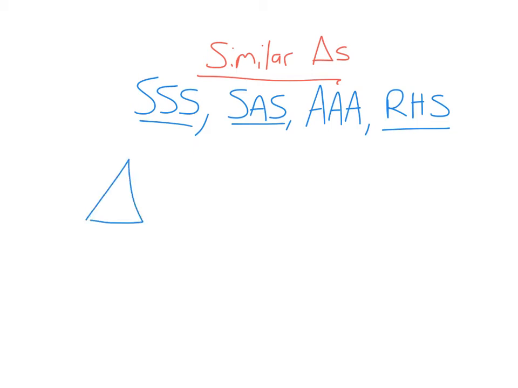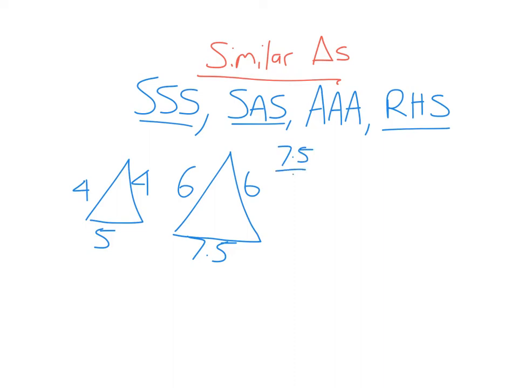So let's say, for example, I give you these 2 here, and I say 4, 4, 5. Okay, so these sides are in proportion because 7.5 divided by 5 is the same as 6 over 4. It equals 1.5. So these two are similar by the SSS test.